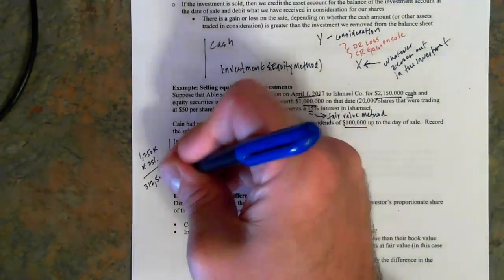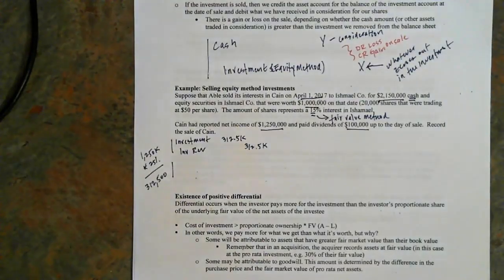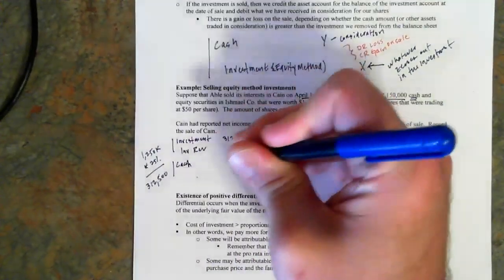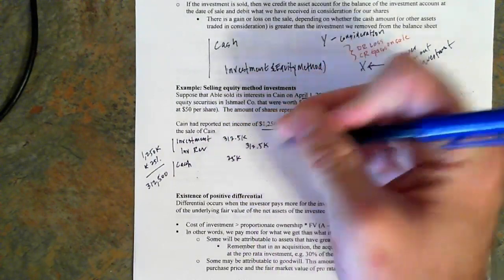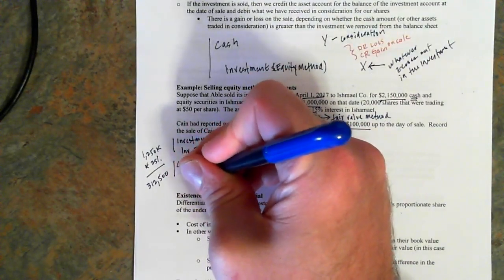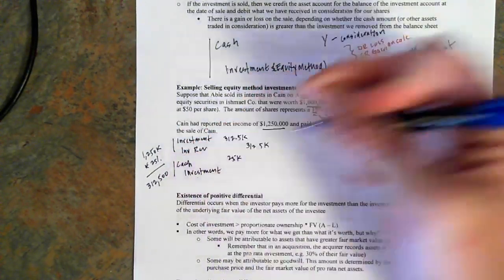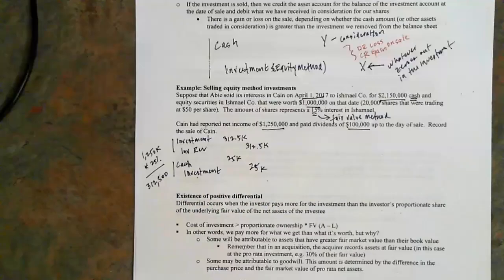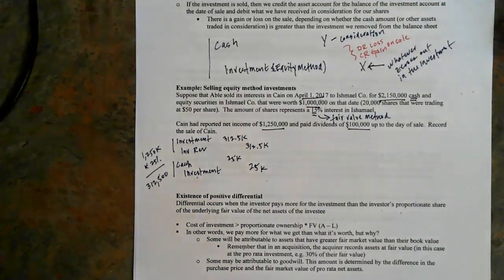Now, they pay a dividend of 100,000. 25% of 100,000 is 25,000. That we received $25,000 of cash, and that credited our investment because it decreased the net assets of the investment that we have control over up to that date.